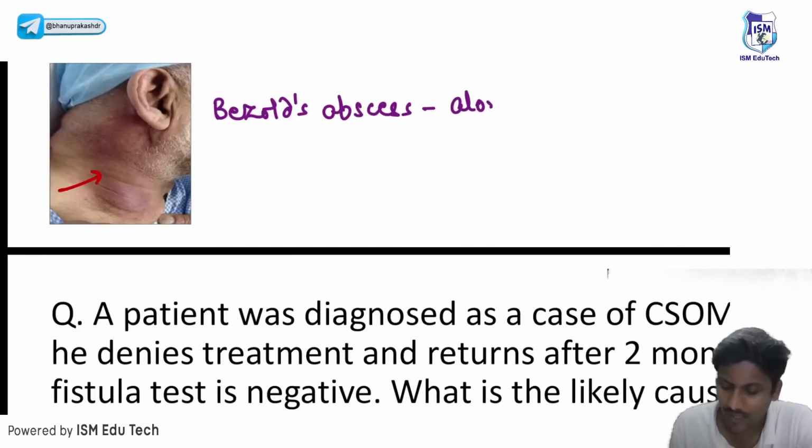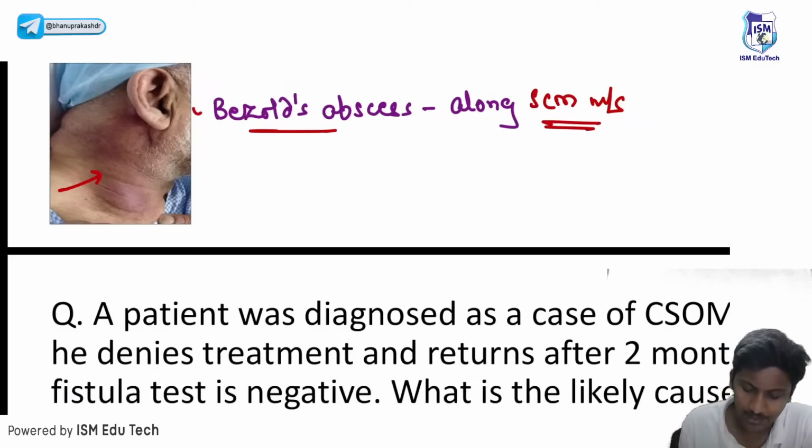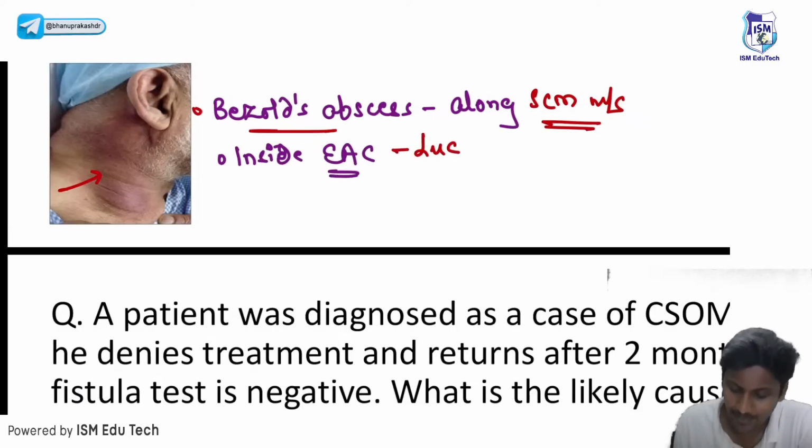So if there is abscess formation or pus collection along the sternocleidomastoid muscle, that is what is called Bezold's abscess. If the pus collection occurs inside the external auditory canal, it is called the Luc abscess.